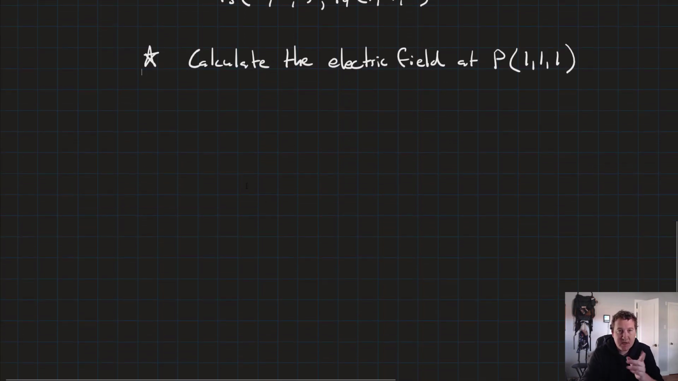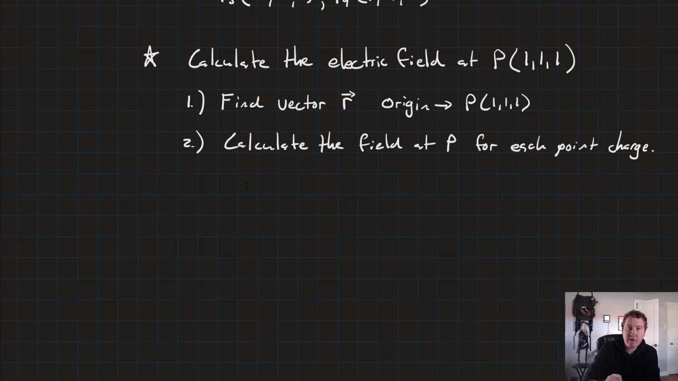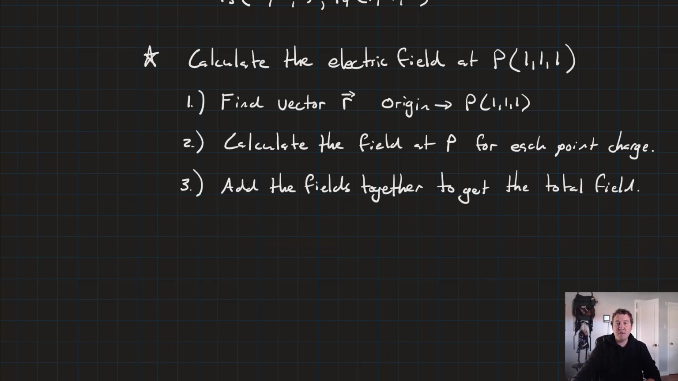Now there's going to be 3 steps to solving this problem. Step 1 is find the vector r, which points from the origin to point 1, 1, 1. Step 2, calculate the field at P for each point charge. This will be the most time-consuming step. And then 3, add the fields together to get the total electric field.